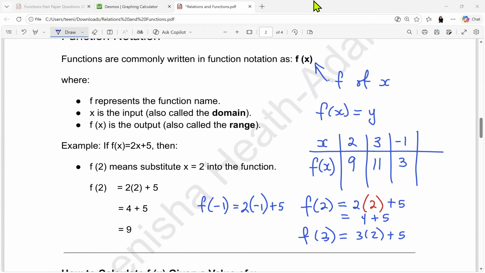Let me see. Genesis, what about when x is 0? What would f of x be equal to? It will be f open brackets 0 is equal to 2 by 0 plus 5. Beautiful. 7. That's right. Atina, what about when x is 100? What would f of x be equal to?